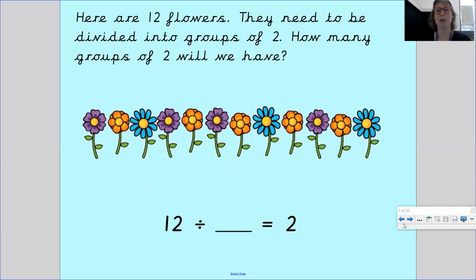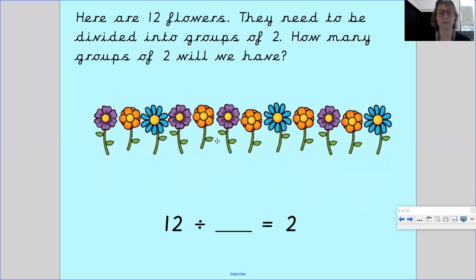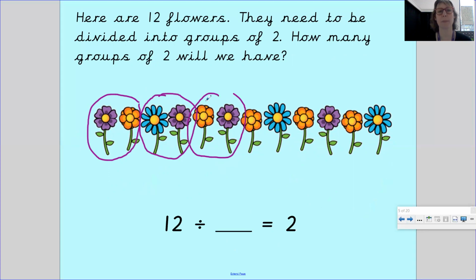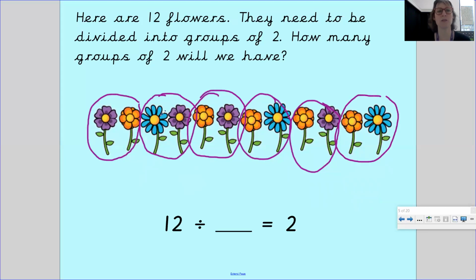Let's do it again. So we have got 12 flowers, and we're going to divide them into groups of 2. So here is a group of 2 flowers, and here is a group of 2 flowers, and another group of 2 flowers, and another group of 2 flowers, and another group of 2 flowers, and a last lot of 2 flowers. And we have got 1, 2, 3, 4, 5, 6 groups. So we had 12 flowers to just start with. We've shared them into 6 groups, and we've got 2 in each group.